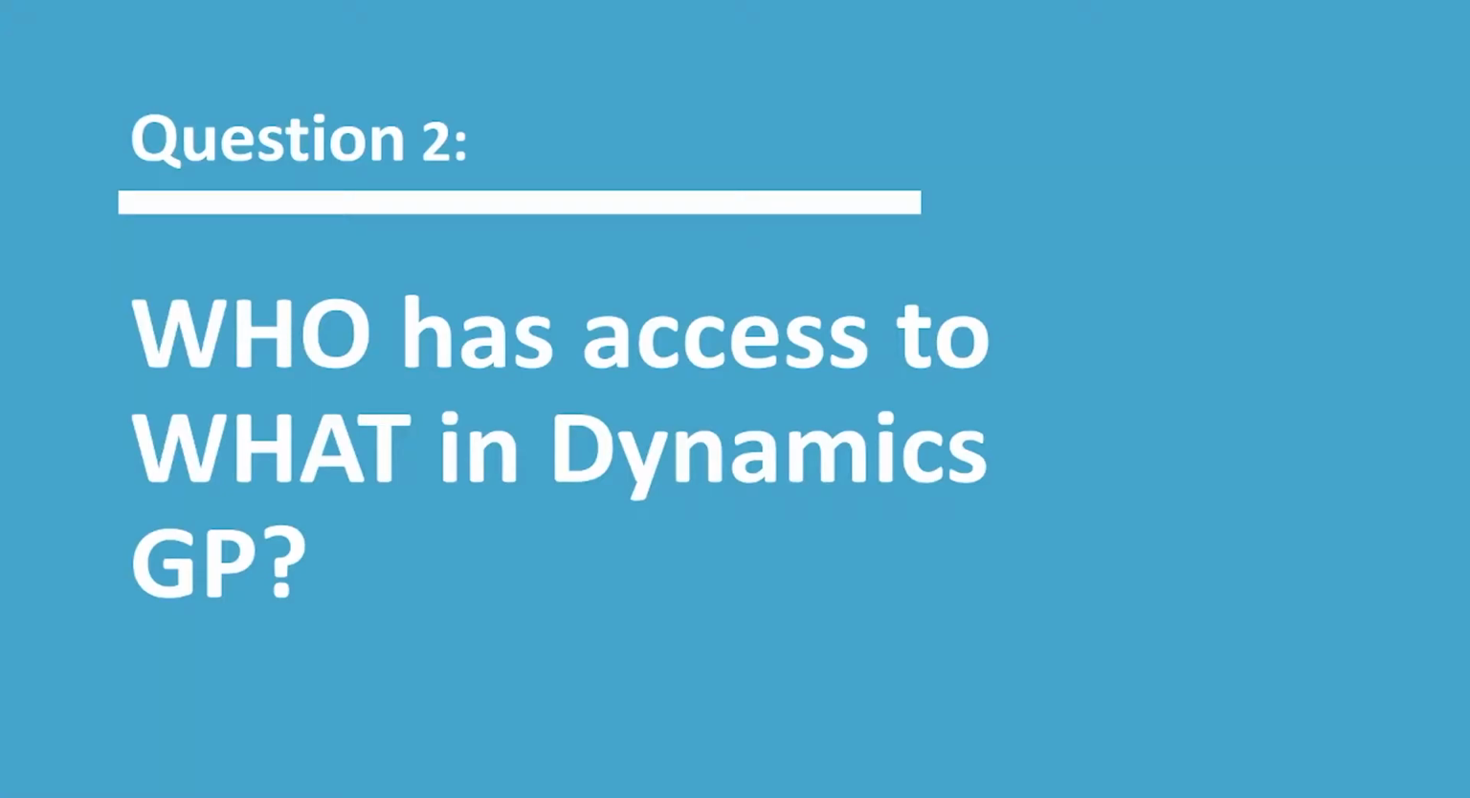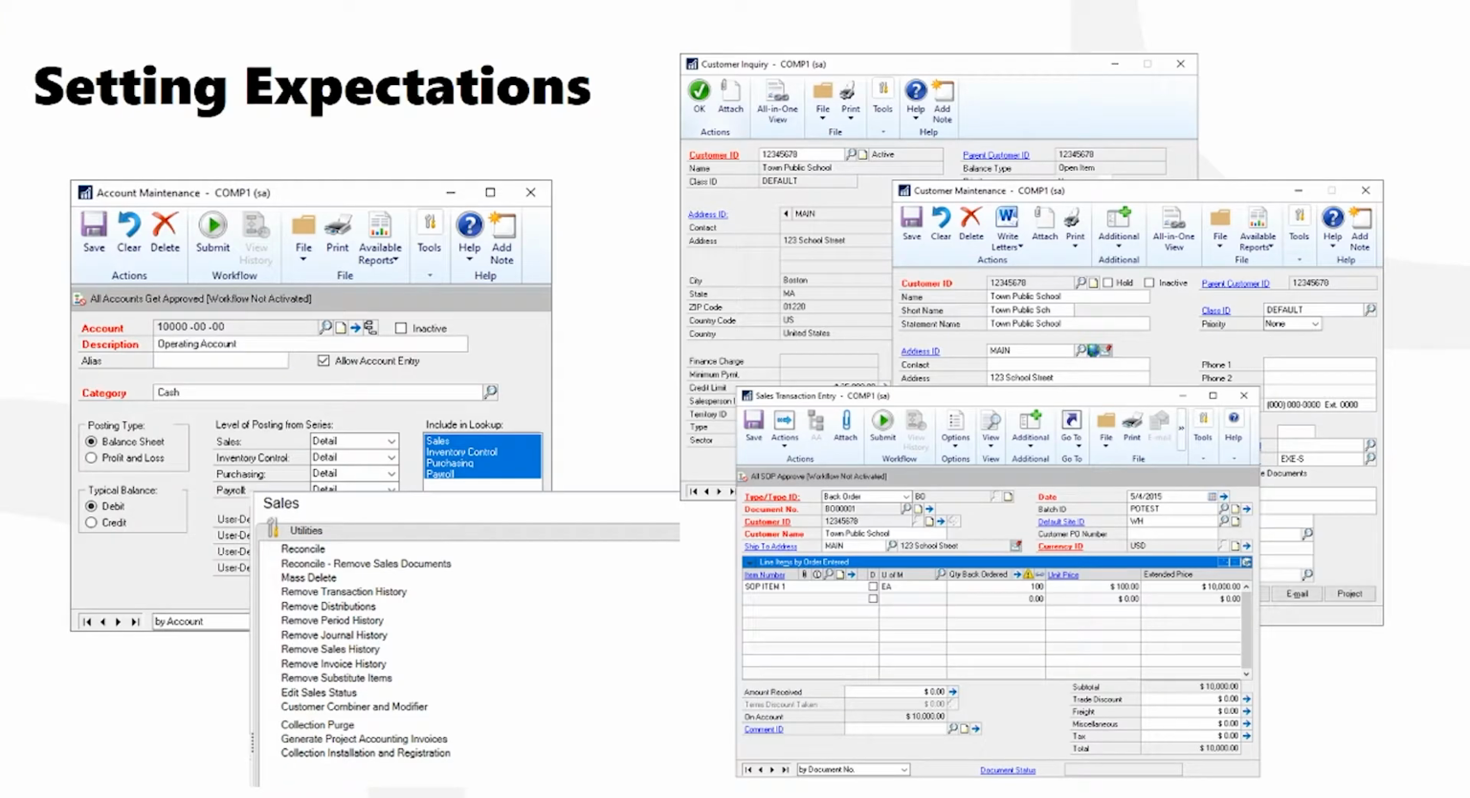Who has access to what in Dynamics GP? In this segment, we'll discuss how access works in Dynamics GP and dive into a few exercises to make sense of it all. Each window in Dynamics GP has a unique name, and because of this, we are able to control who has access to each window in the application.